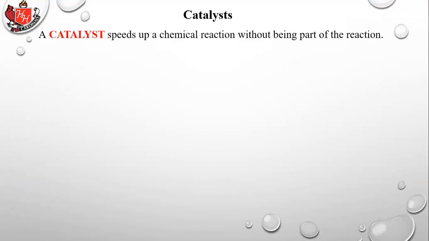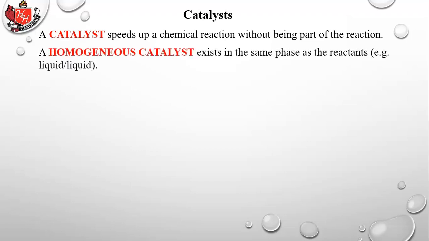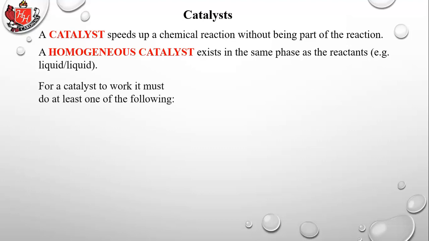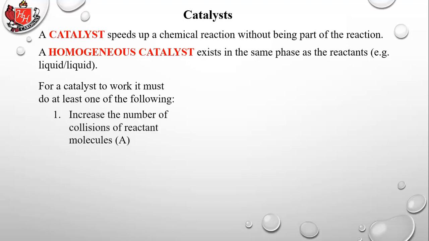Now, catalyst. Talk quickly about catalyst. A catalyst speeds up a chemical reaction without being part of the reaction. A homogeneous catalyst exists in the same phase as the reactant. So it's liquid, liquid, solid, solid. It's the same phase. For a catalyst to work, it must do at least one of the following: increase the number of collisions of the reactant molecule, or lower the activation energy for the reaction, Ea.